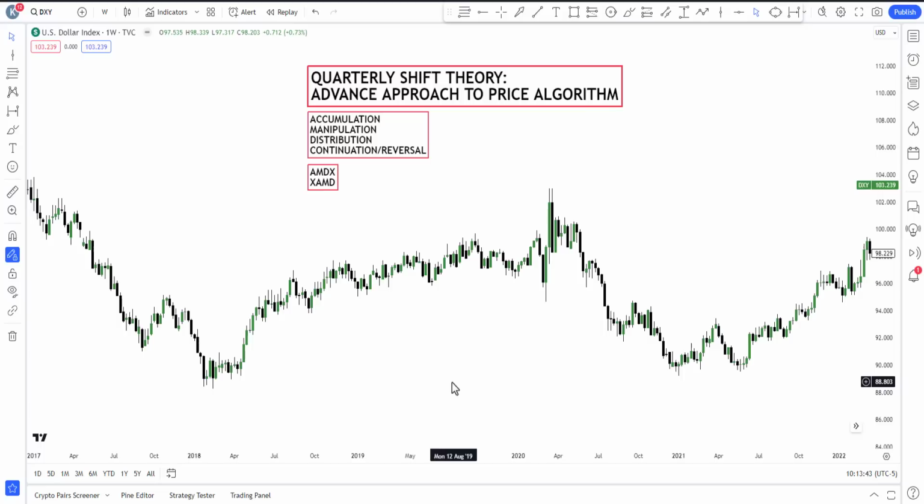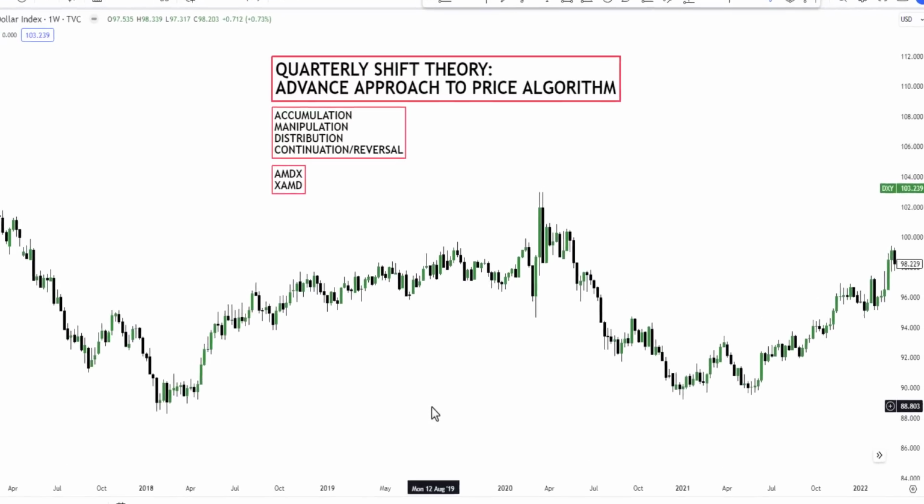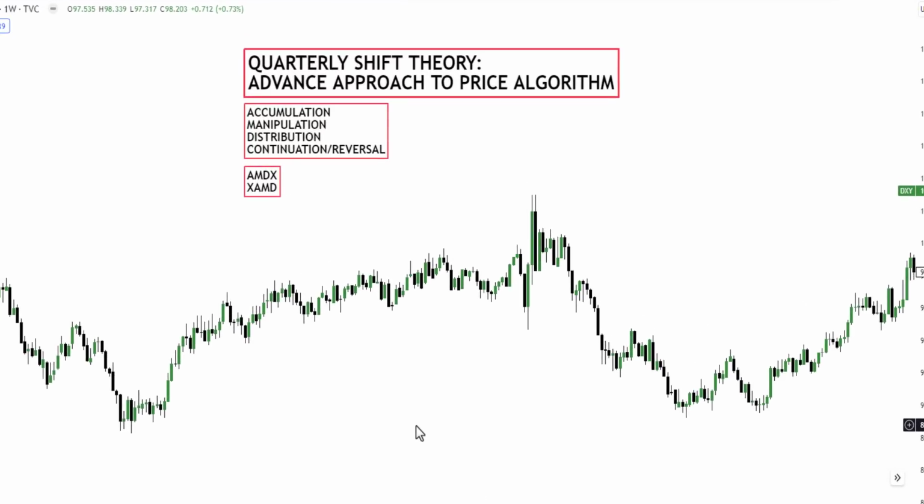I know this is going to be totally new to a lot of you, but this is one of the most powerful lessons on ICT concepts that you need to know, because I'm going to show you the reasons why in some seasons of the year your trades are never going to go in the right direction, or never going to go according to your plans. It is called the ICT quarterly shift theory, and it is a bit advanced stuff. I want to show you how to hack the price algorithm using this ICT concept.